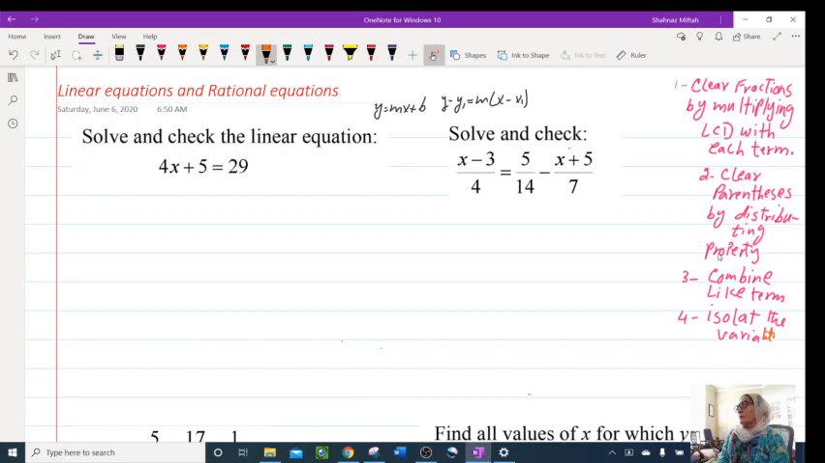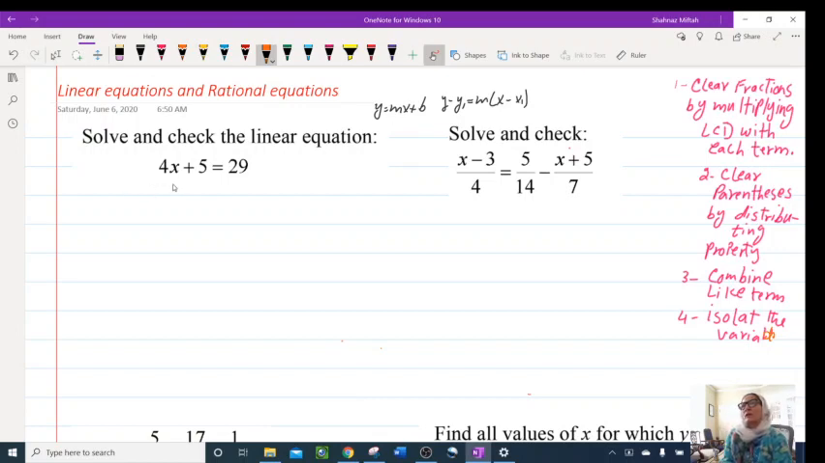Second, clear parentheses by the distributive property. Third, combine like terms. Fourth, isolate the variable. Like terms means when you have the same variables and same exponents. This is slope-intercept form. This is your point-slope form. b is the y-intercept. m is the slope.